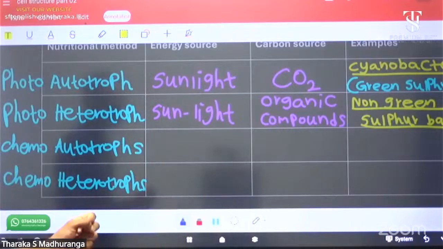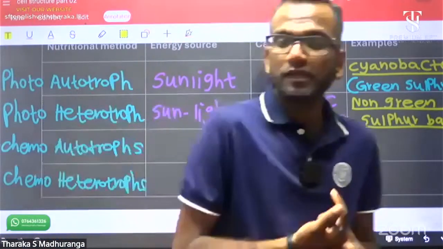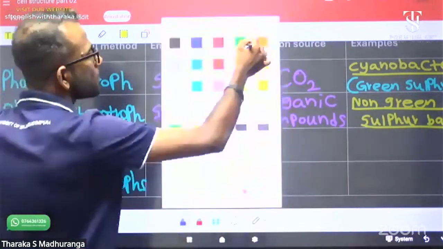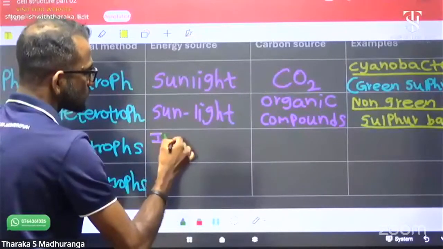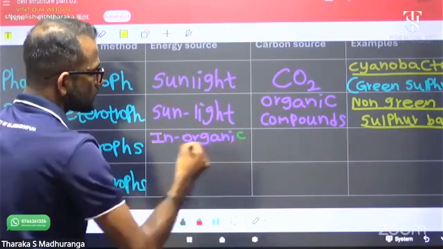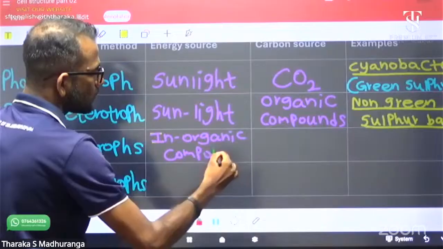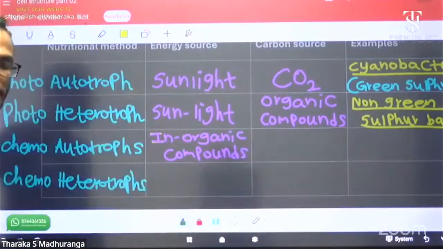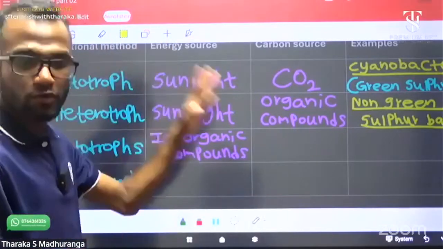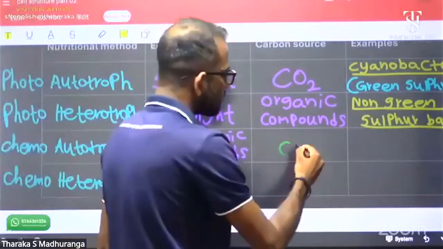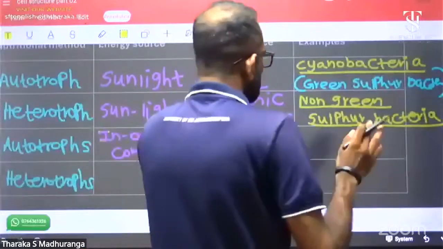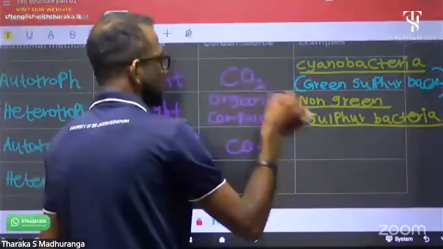Chemoautotrophs. Remember, it is chemicals, no? Chemicals, inorganic compounds. If it is inorganic compounds, then what is it? It is chemoautotrophs. Autotrophs mean carbon dioxide. Carbon dioxide.